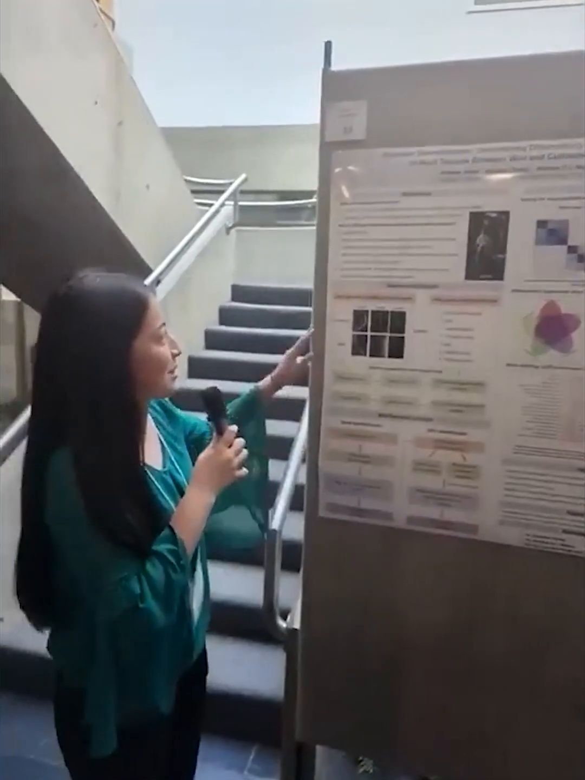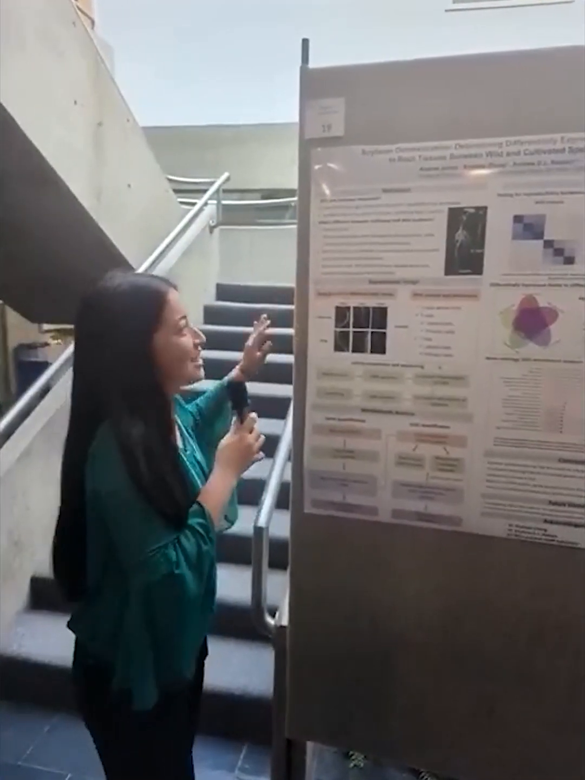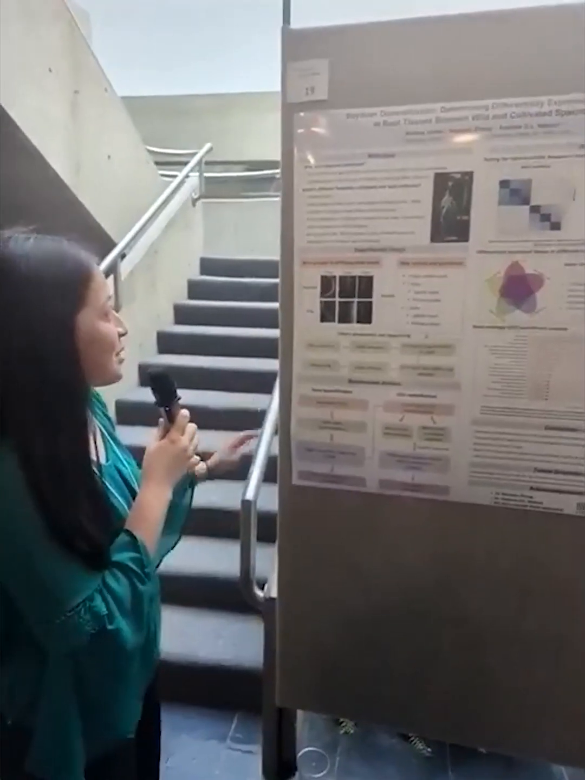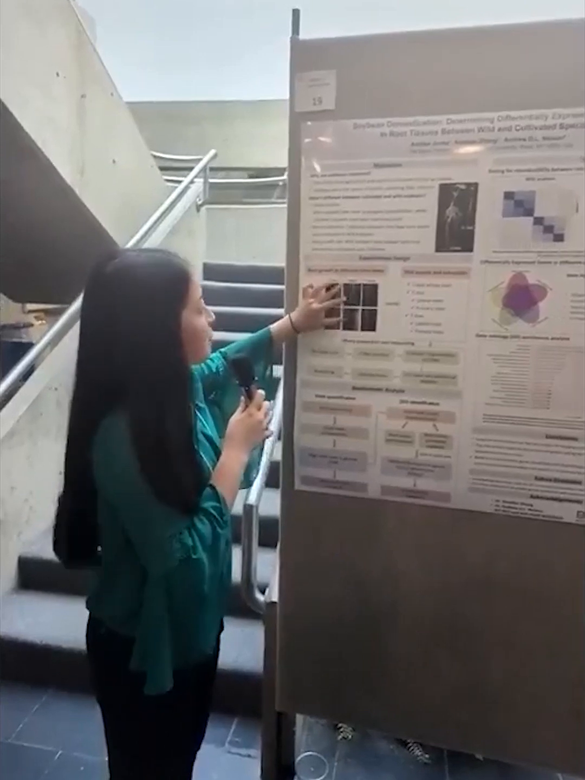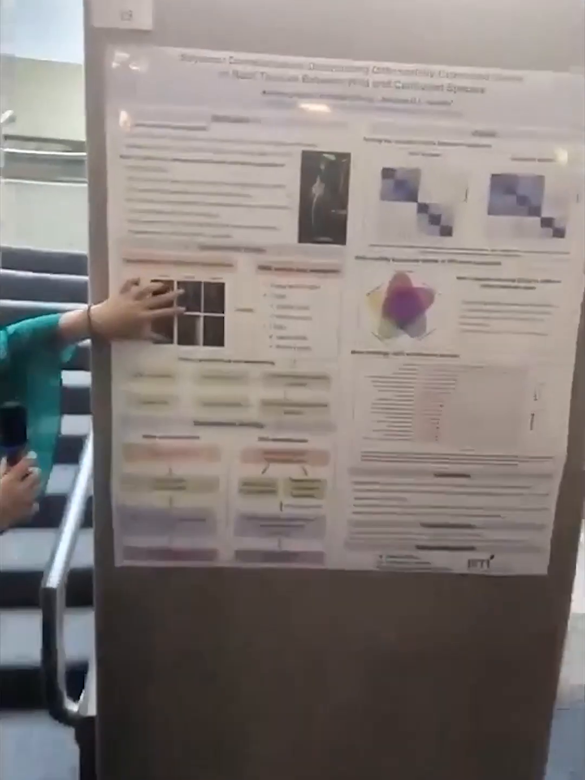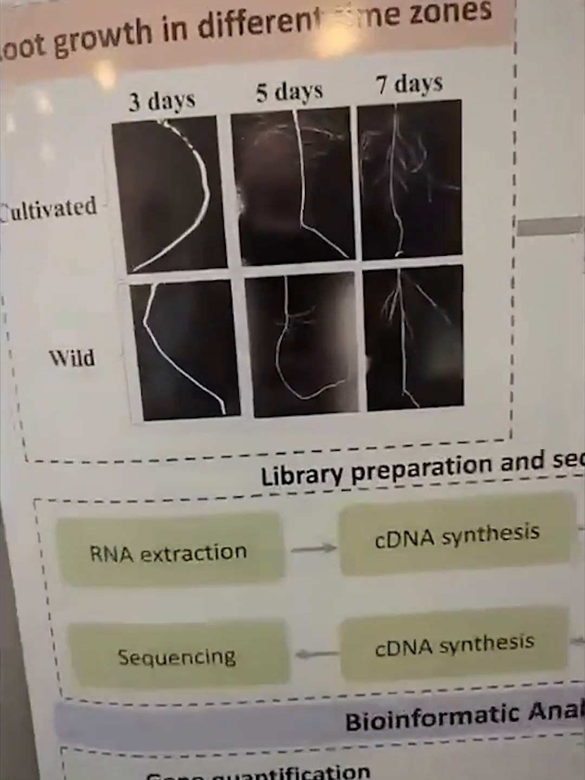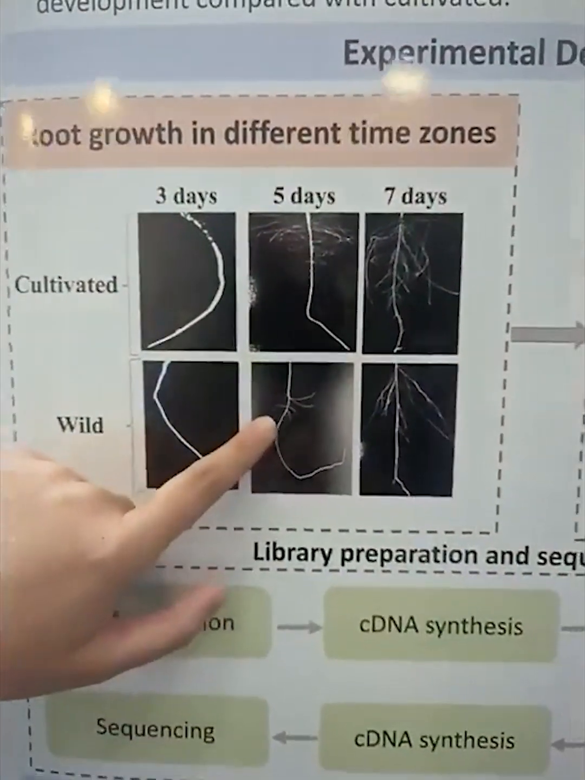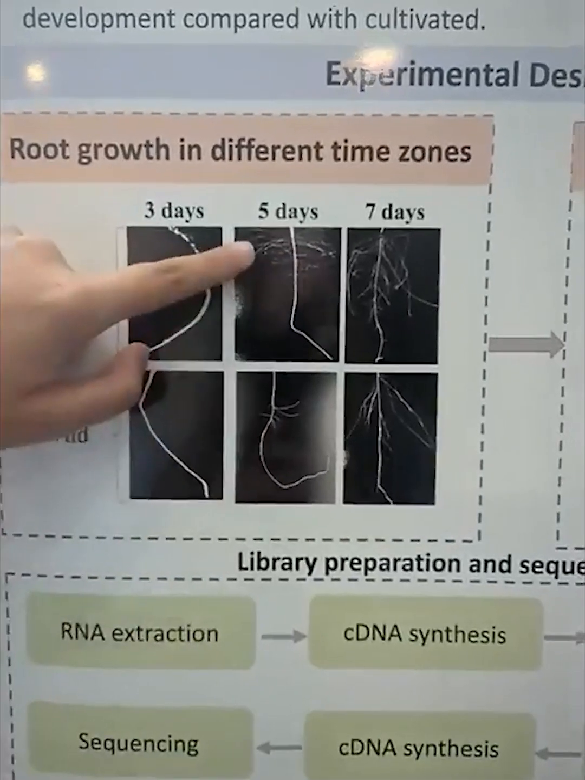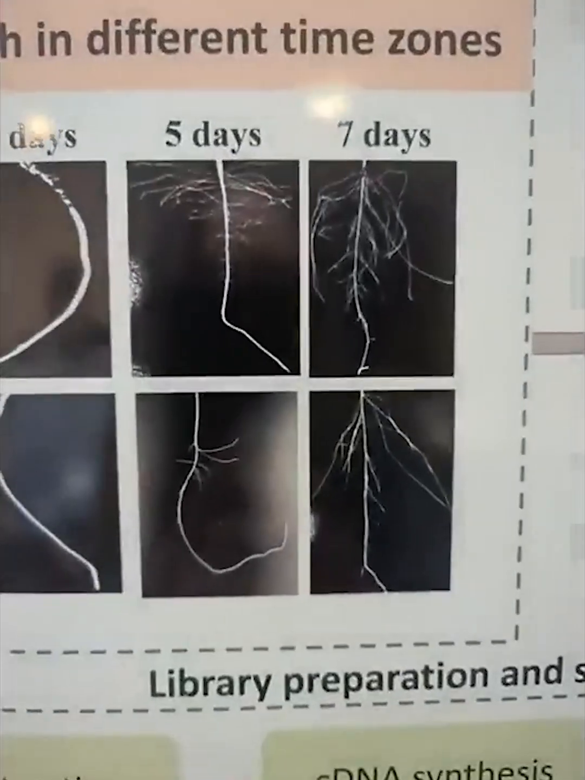And specifically, we want to study root architecture. So cultivated soybeans have more lateral roots than wild soybeans at the same time point, as you can see in this figure here, it's a little hard to see. And then also wild soybeans have delayed root development compared to cultivated. So you can see there's a lot less lateral roots here at 5 days versus there at 5 days.